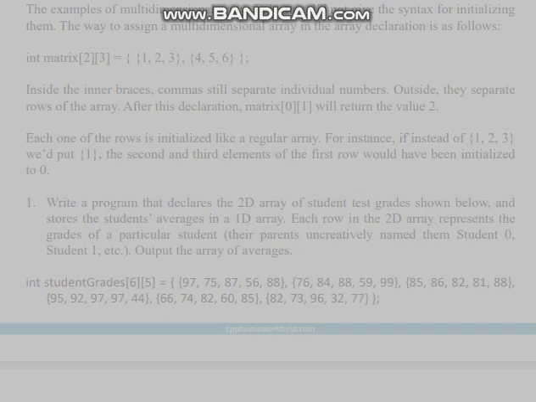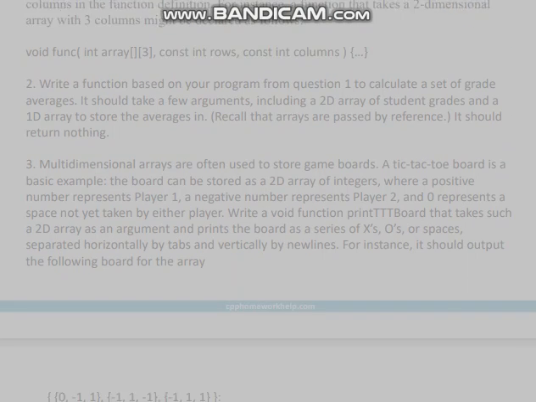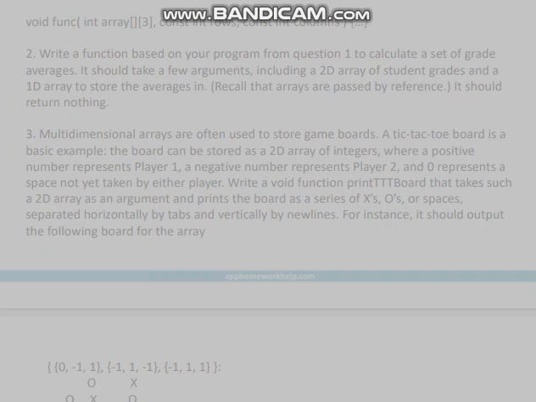Multidimensional arrays as arguments. The syntax for passing multidimensional arrays as arguments is very similar to that of passing regular arrays. The main difference is that you need to include the number of columns in the function definition. For instance, a function that takes a two-dimensional array with 3 columns might be declared as follows: void func(int array[][3], const int rows, const int columns).